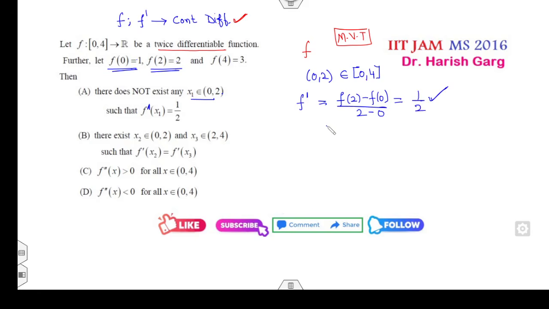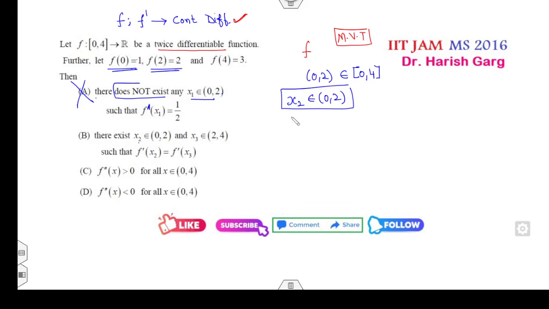Yes, you can find there exists some x called x1 which belongs to 0, 2, so that f dash will be 1 over 2, but he said it does not exist. That option is cancelled out. Look at the next one. There exists x2 between 0, 2. Fine.